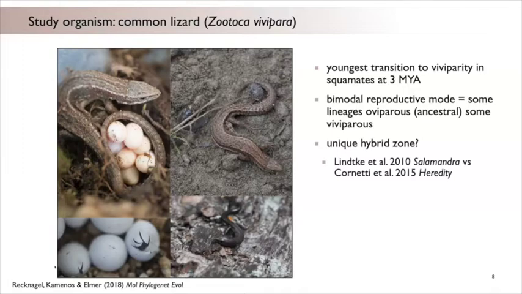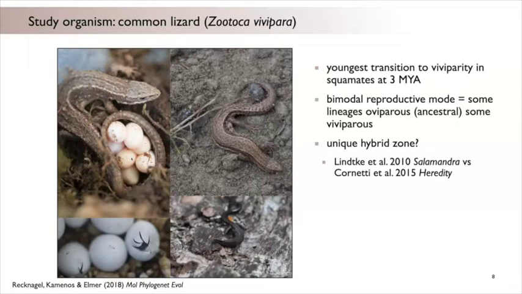And then the other lineages are viviparous, and so these little neonates are what is sort of birthed from the mother as a clutch without any of this external incubation phase. And we had recently completed an analysis, and also other researchers have shown that this is probably the youngest transition to viviparity in squamates. So we're looking at only about 3 million years divergence.